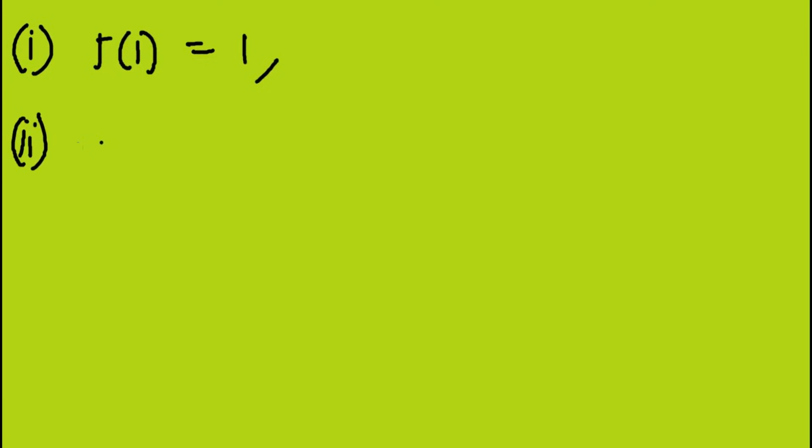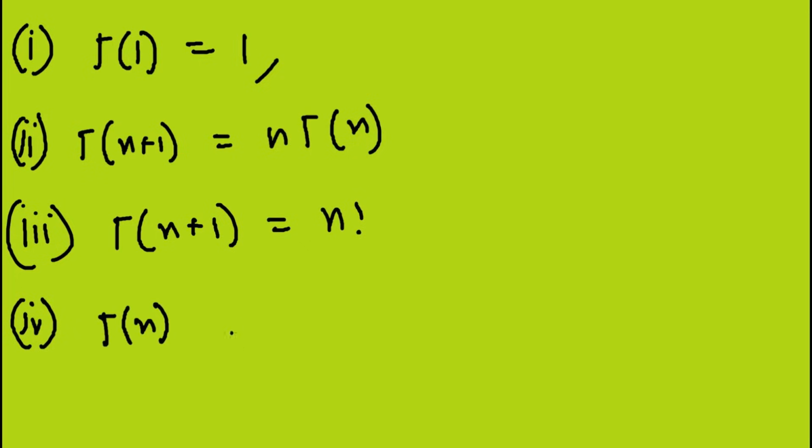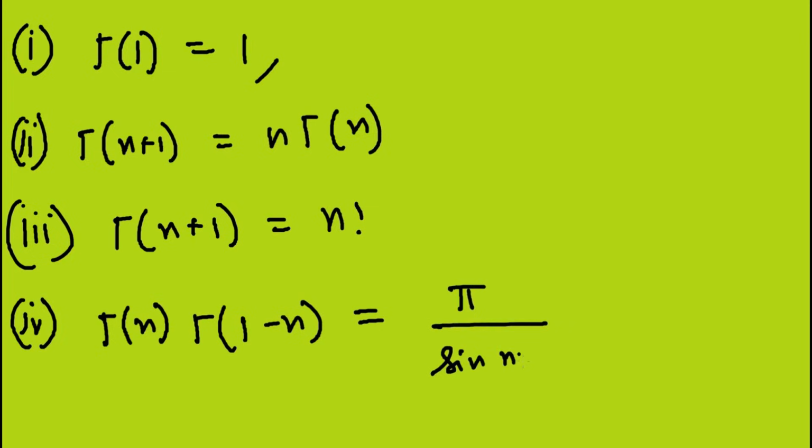The second important property is gamma n plus 1 equals n gamma n. The third important property is gamma n plus 1 equals n factorial. The fourth important property is gamma n times gamma 1 minus n, which is equal to pi divided by sin n pi. This is the fourth important property.